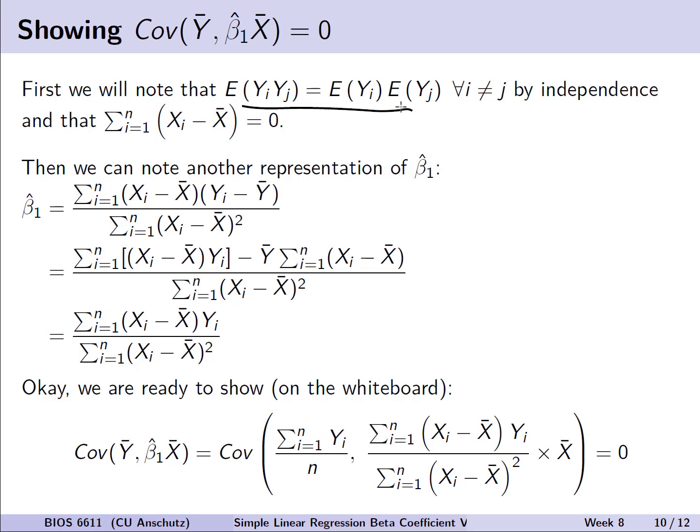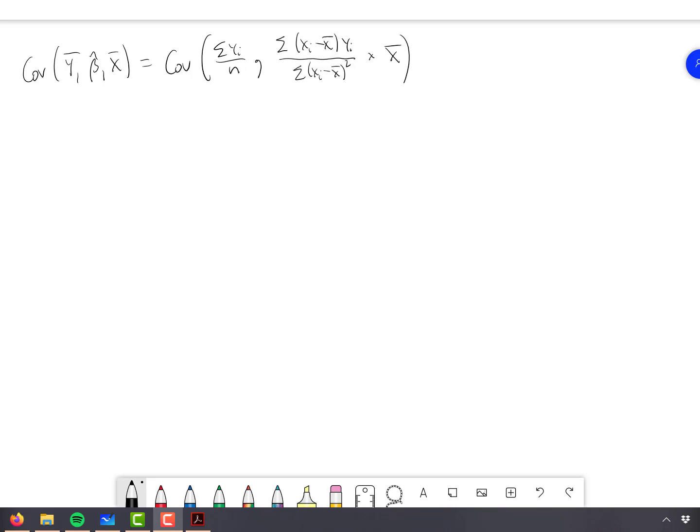For example, the expected value of yi times yj, because we assume they're independent in our simple linear regression framework, is just equal to the expected value of yi times the expected value of yj, so we can separate those out. Similarly, the sum of our xi minus x bar, when we sum up all of our observations that go into calculating that sample mean x bar, will be equal to 0. We're going to take advantage again of our rewriting of beta hat 1 as we did previously, and use that to help show that the covariance of y bar and beta hat 1 x bar is in fact equal to 0, which we'll pop over to the whiteboard to show.